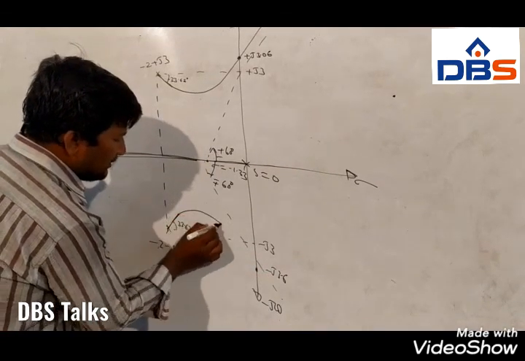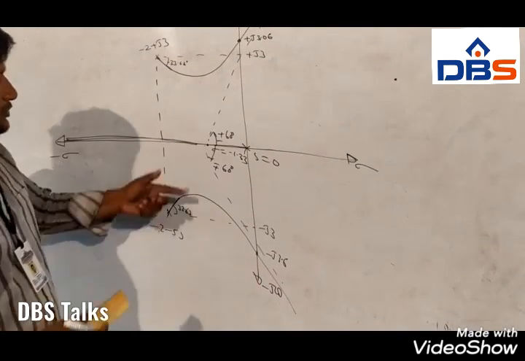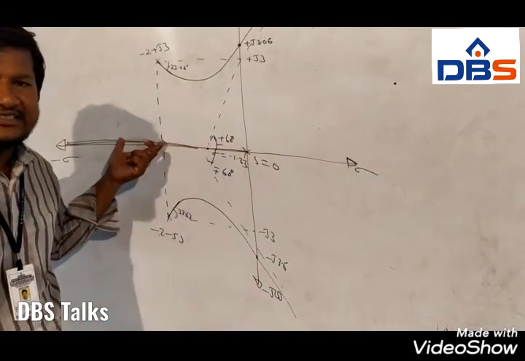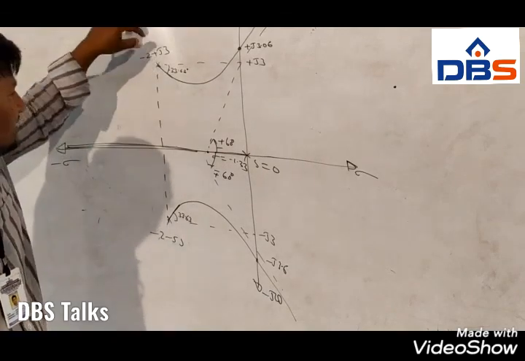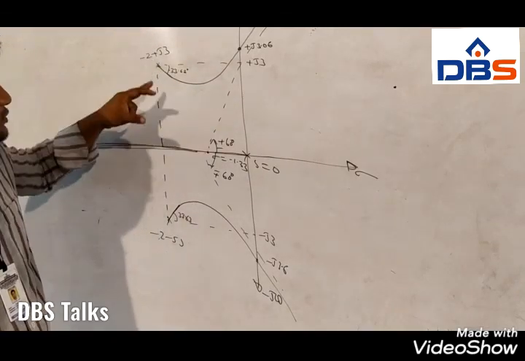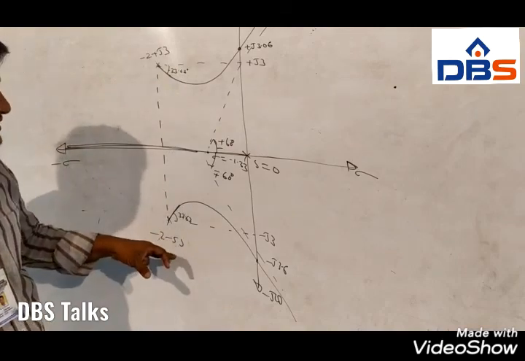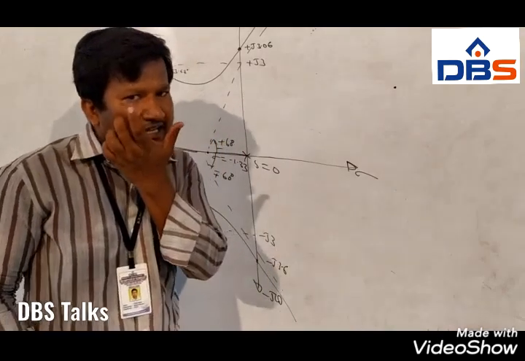Now the root locus diagram will be like this. So there is no breakaway point on the real axis; the breakaway point exists on the complex poles, that is minus 2 plus j3 or minus 2 minus j3. Like this, you have to draw the root locus diagram.